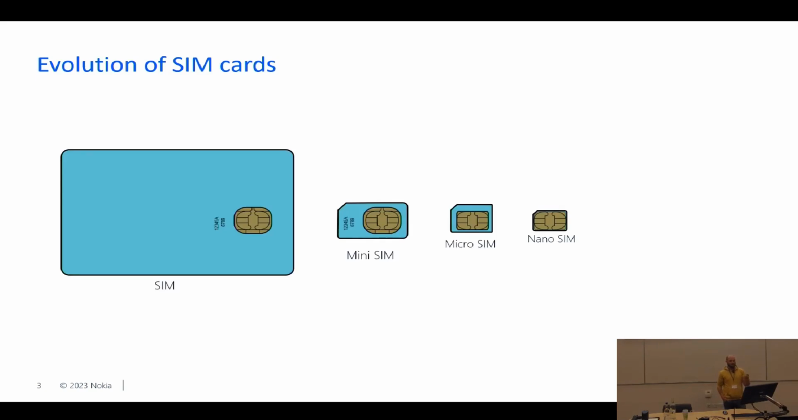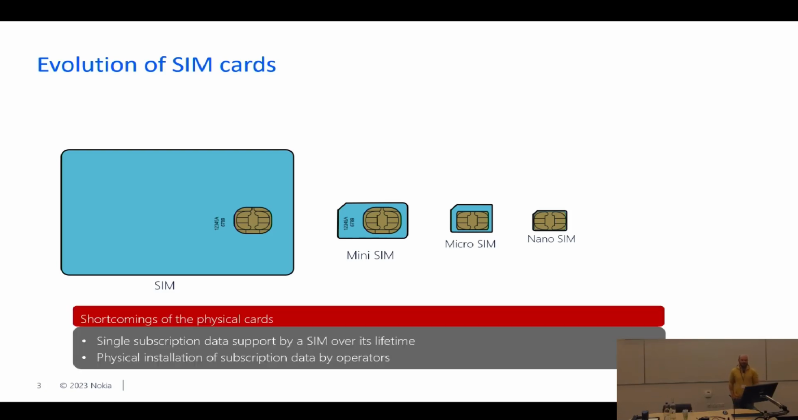So probably you have seen a similar slide before. SIM cards began as physical and very big, with a trend to become smaller and smaller. These physical SIMs have various shortcomings. For example, a physical SIM card is bound to a single subscription data over its lifetime, and the installation of the subscription data on the SIM cards needs to be performed physically by the operators.